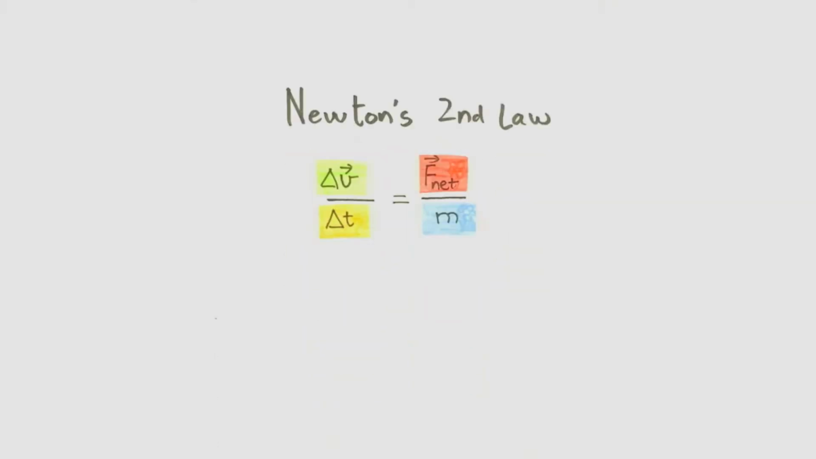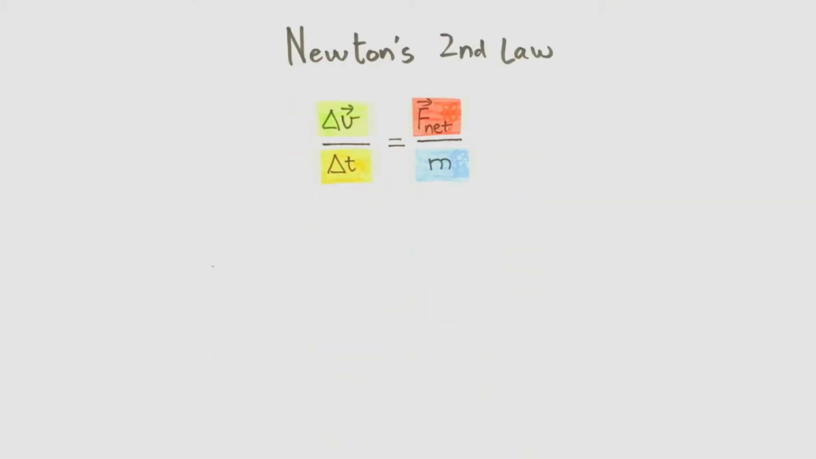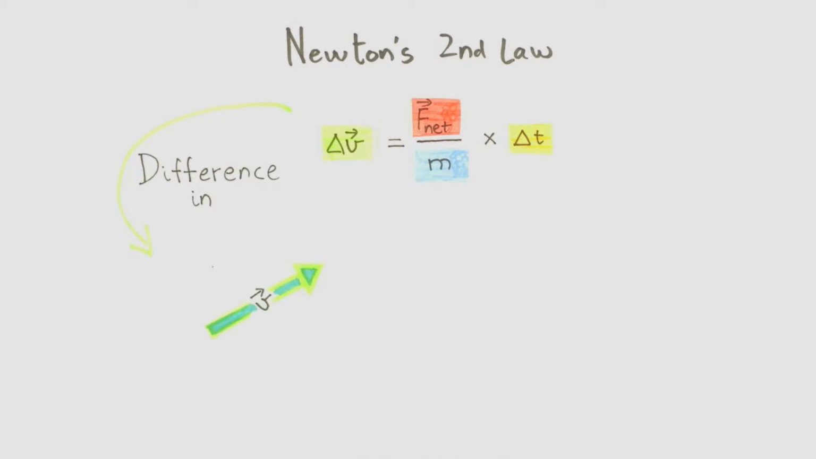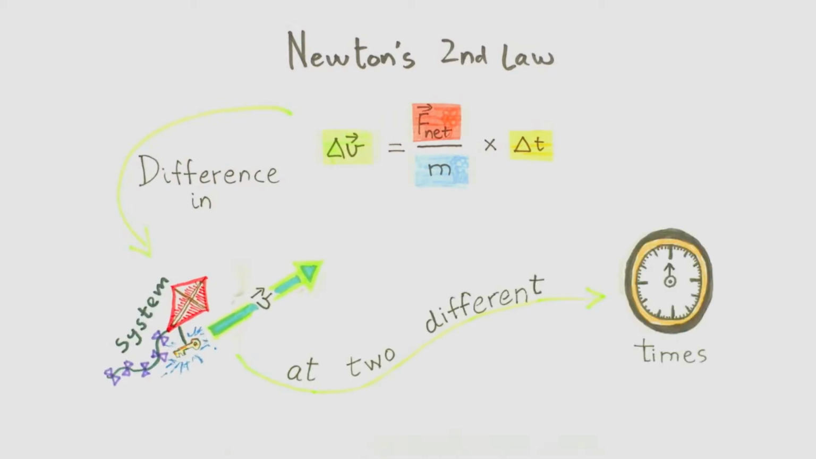Let's now take this fundamental principle and rearrange it slightly to reveal a way to predict the motion future of our system. We begin by doing a little bit of algebra on Newton's second law. Let's multiply both sides by the time interval delta t. When we simplify, we obtain this result. Now let's recall the symbol delta v stands for the difference in the velocity of the system at two different times.